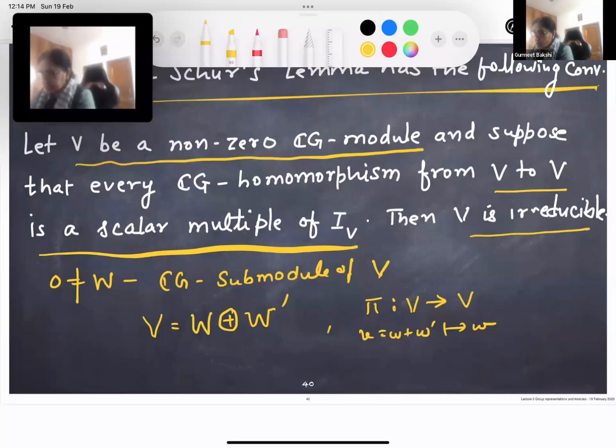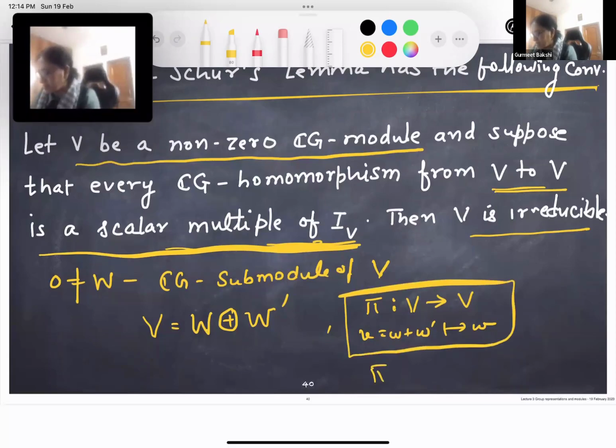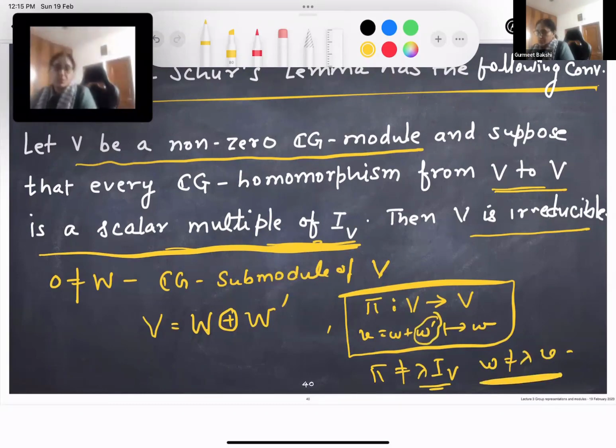And this is what? Every CG homomorphism from V to V is a scalar multiple of the identity of V. If W is not the whole of V, this is not a scalar multiple of the identity. How can it be, when this is a projection onto the first component? This pi is not lambda times the identity of V, because W is never lambda times V unless this part is 0. So you can produce a CG homomorphism which is not a scalar multiple of the identity.